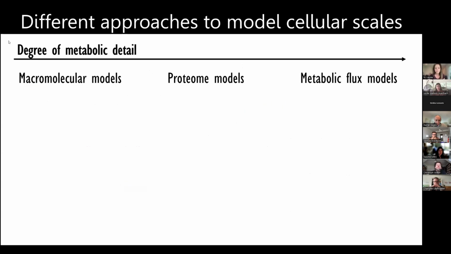Now, this is a very broad overview, and I wanted to dive in a little bit into different models that we see to actually tackle these questions at cellular scales. And by no means is this a comprehensive review, but I decided to focus on three types of models that vary in the degree of the metabolic detail that they can represent, and also how they can link to omics data and to larger scale models.